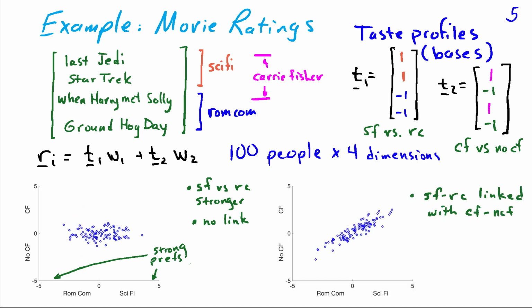Now on the other hand, suppose we were to survey our 100 viewers and we came up with the following sort of results. Well, in this case, because the data cluster is tilted along a diagonal, we conclude that there's a link between the preferences for sci-fi and romantic comedy with preferences for Carrie Fisher or non-Carrie Fisher movies. People that tend to like sci-fi movies also tend to like Carrie Fisher movies. And the opposite is true. People that tend to like romantic comedy movies tend to prefer movies without Carrie Fisher.